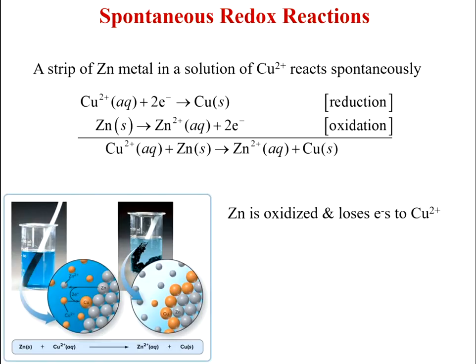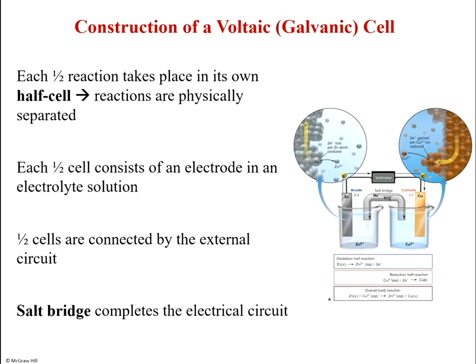Zinc is oxidized and loses electrons to copper 2, and then the copper 2 picks up electrons and is reduced. What we can do to create an electrochemical cell is take these two half reactions and physically separate them. So we can take the zinc and a little bit of zinc solution, like a zinc nitrate solution, and put it in one beaker. In the figure on the right-hand side, in the left part of that figure, we have the zinc half reaction, where we have zinc metal in contact with zinc solution.